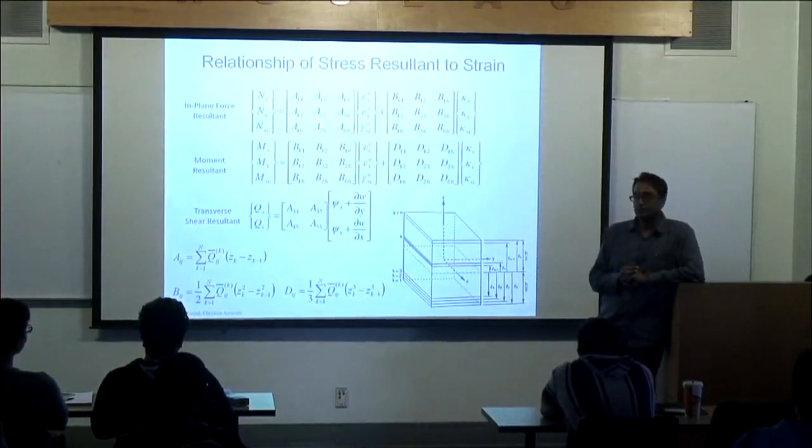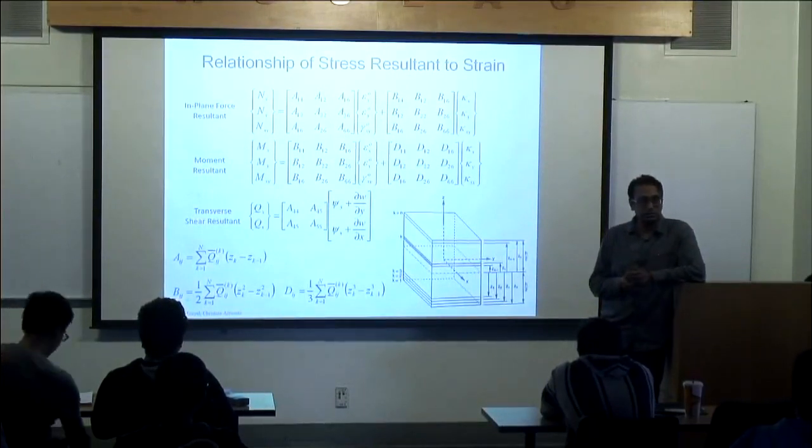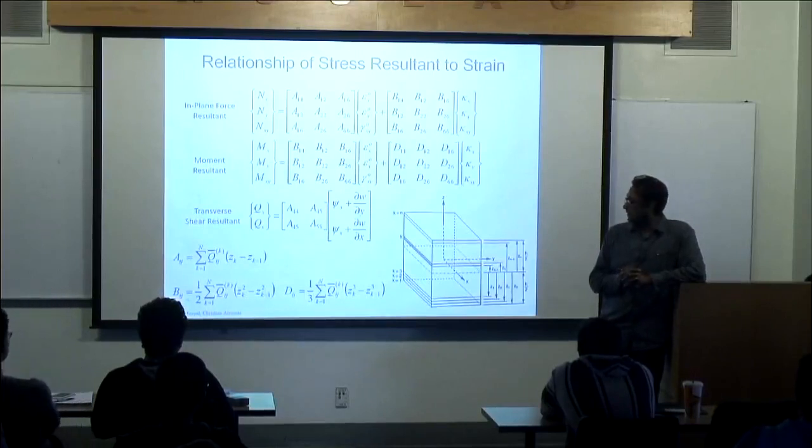Big picture perspective, I'm not asking you to memorize any of this. I'm asking you to kind of follow the big picture. Where are A, B, and D? So A, B, and D are fully known. I'll explain that in a minute.